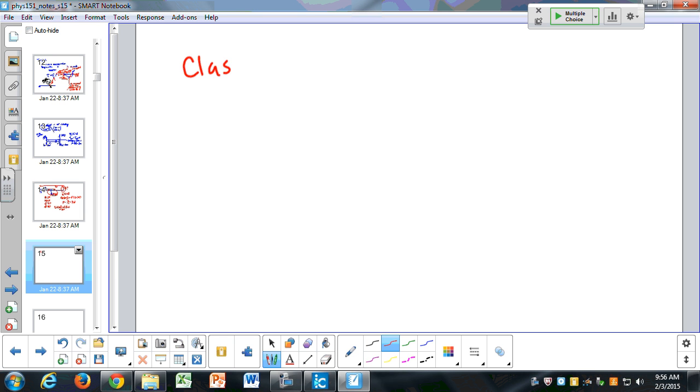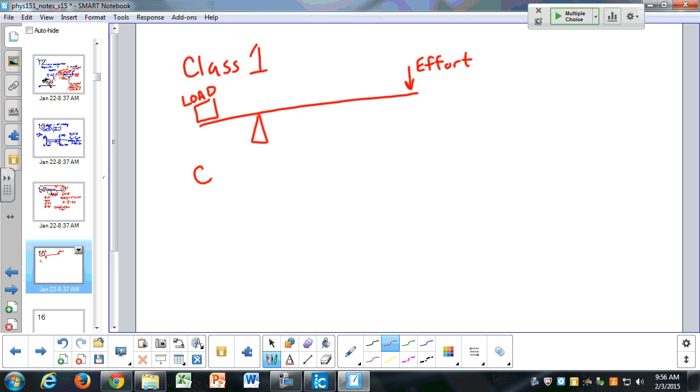The class 1 lever, there's a picture in your book by the way, looks like this. I have a fulcrum, that's my axis of rotation. I have some load, and then my effort is down here. My class 2 lever, my fulcrum is at the end, my load is right here, and my effort is right here.